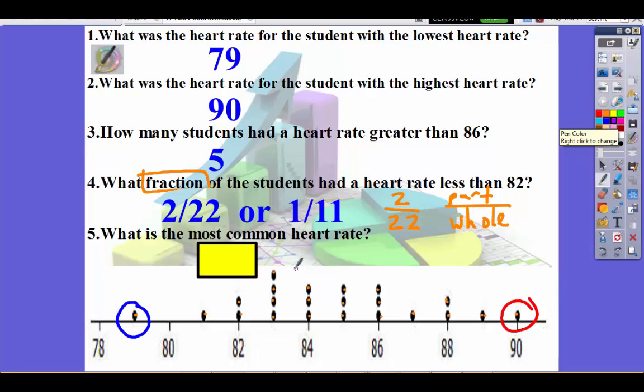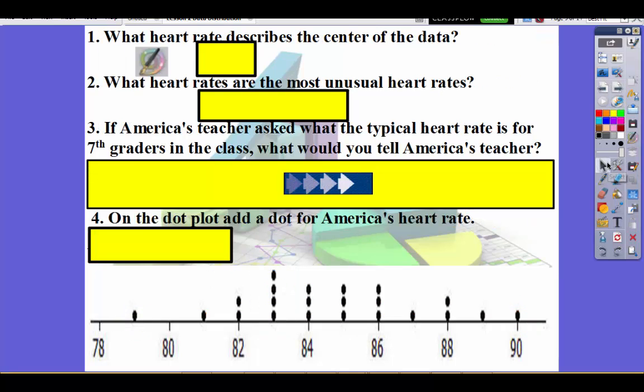Now here's my last one for this. What was the most common heart rate? Well, I see that my most common, or the most frequent, is right here, which was at 83. So it's pretty easy to look at and read a dot plot. Let's use our dot plot to continue answering some questions.